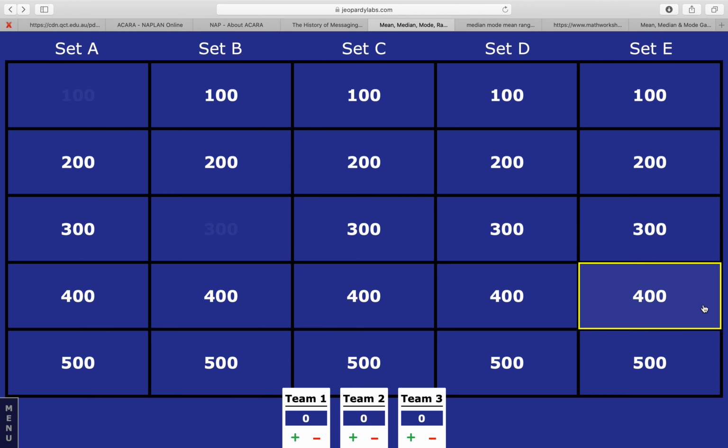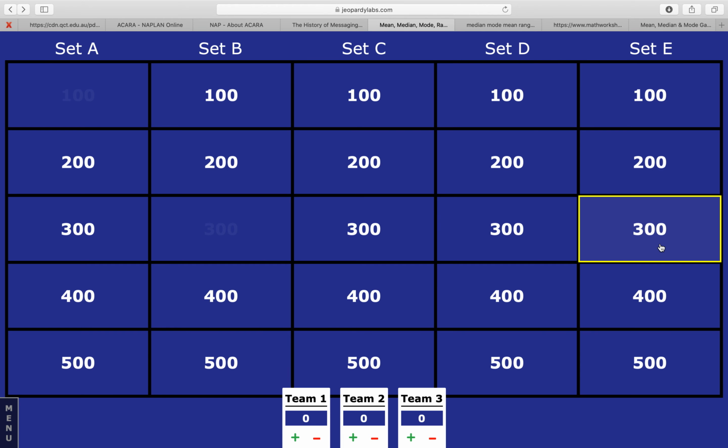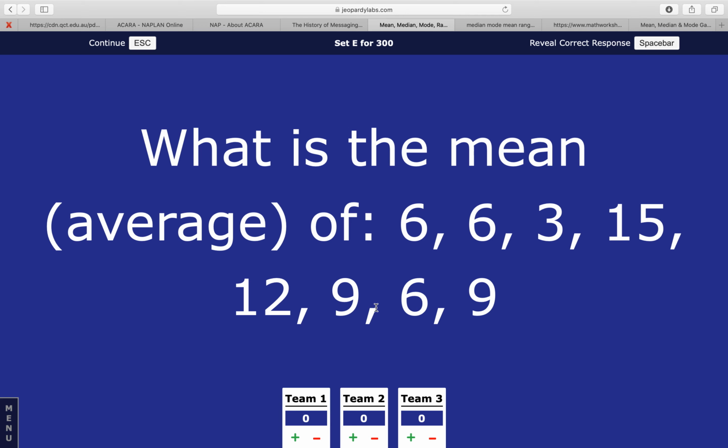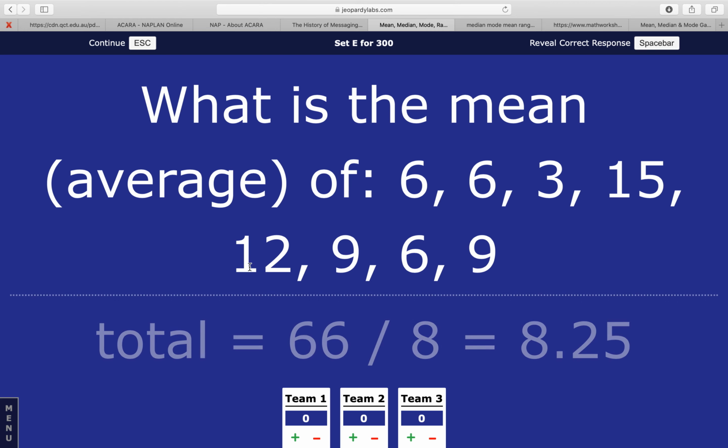All right, let's see what else do we have here. Let's try set E. Okay, what is the mean of these numbers again? So try this one too. Let's give you a bit of time. All right, so we have 66 divided by 8 and the mean should be 8.25.